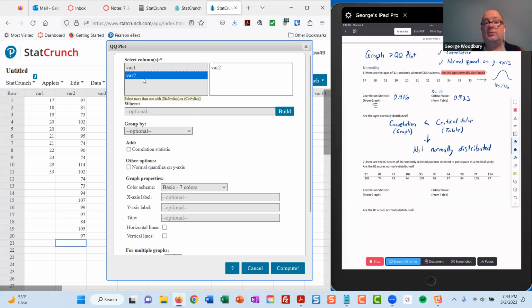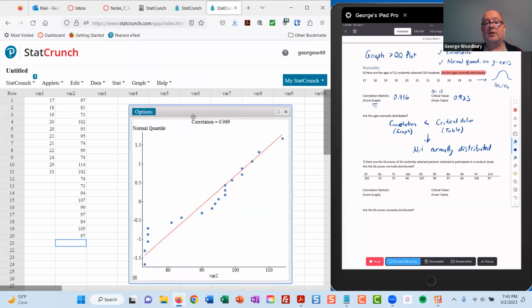All right, I'm going to pick the column that has the data in it, var2, and I'm going to check the 2 boxes and click compute. And this time I've got 0.969. Now, if you look at the graph, it still kind of follows a wavy pattern over here. So that's why the graph alone is not enough, because it could be scaled differently depending on the graph. But that number is the number we're using, 0.969.